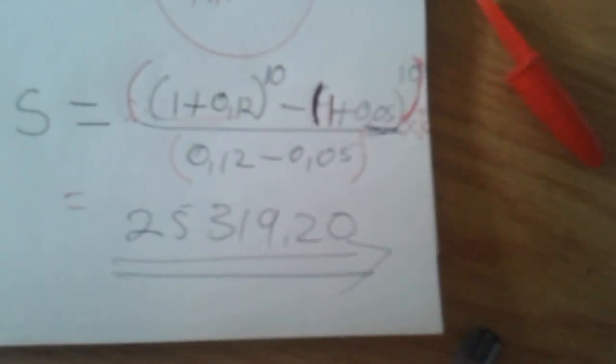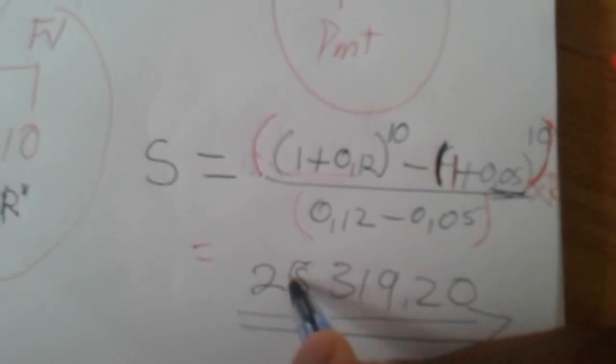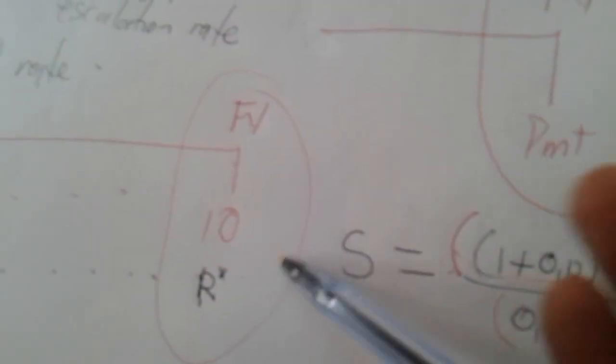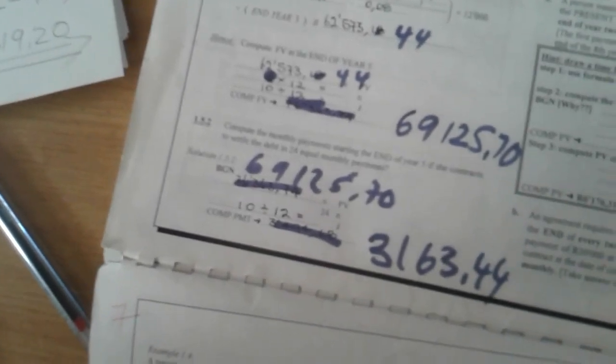Right, so your answer is 25,319.20. So that's your future value there at the end of year 10, which is again the same answer as the one given to us in the notes using the long way or the manual way. So that concludes our chapter 1. Now I won't waste time to look at example 1.4 because it is just the same, but I'll just explain a few things there, then you can do that on your own.